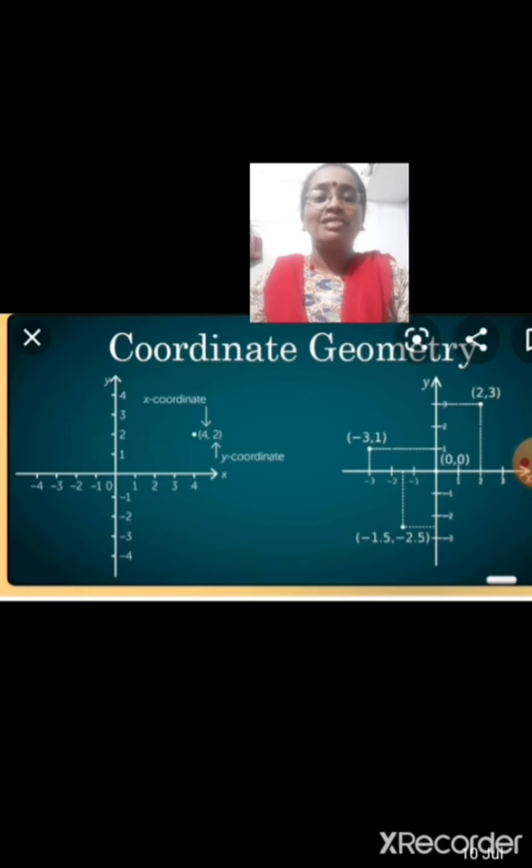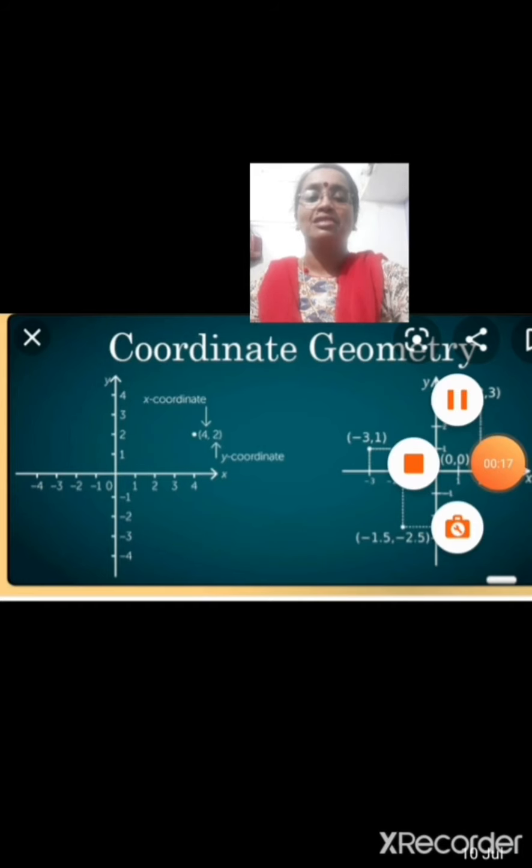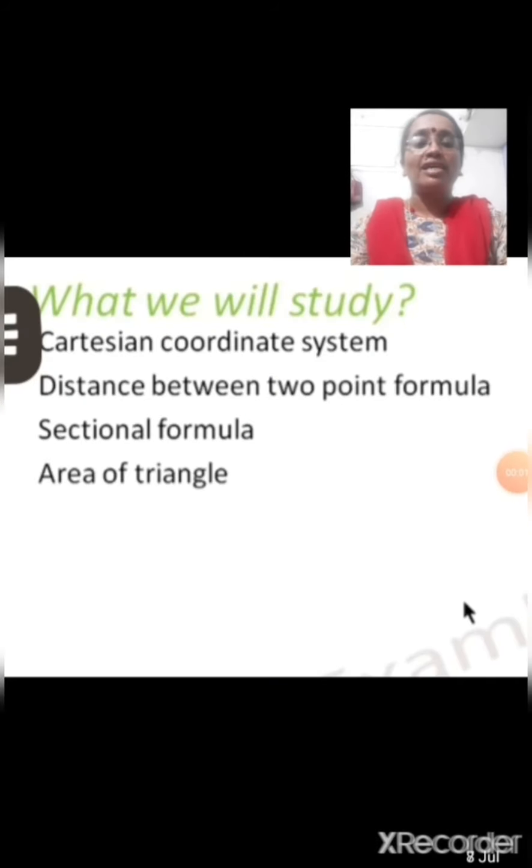Today, we can start our chapter number 7, Coordinate Geometry. What we will study in this chapter? Cartesian coordinate system. Distance between 2 points or distance formula. Section formula. And the last section, area of triangle.